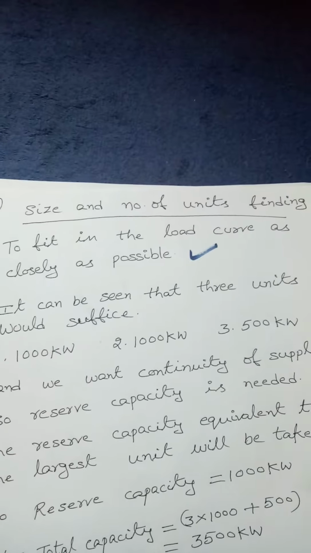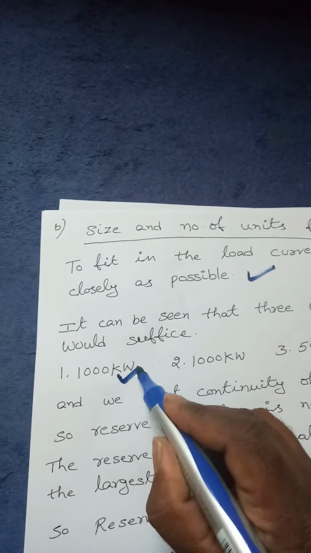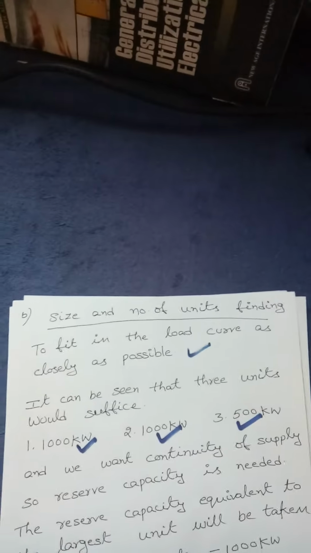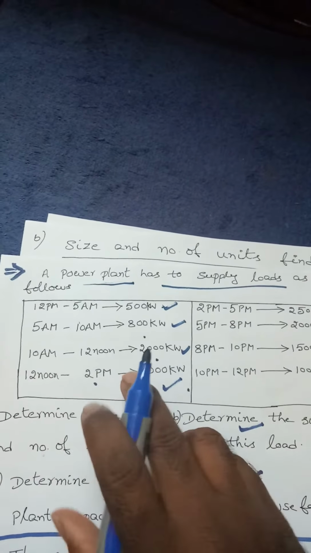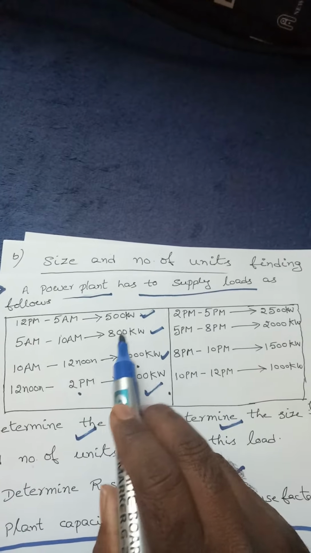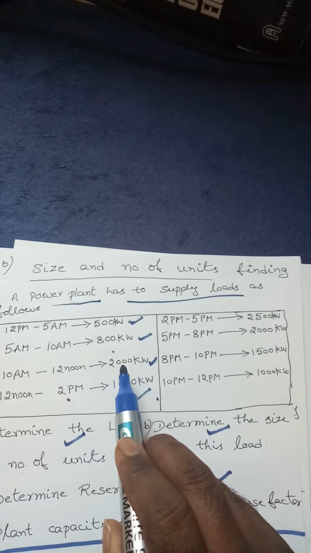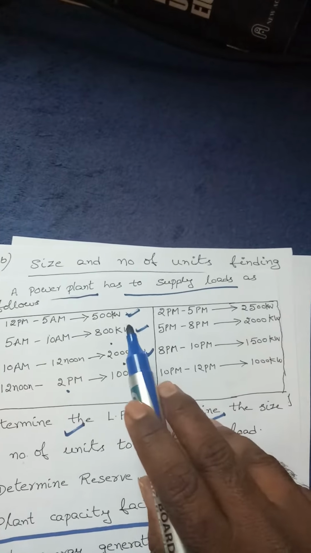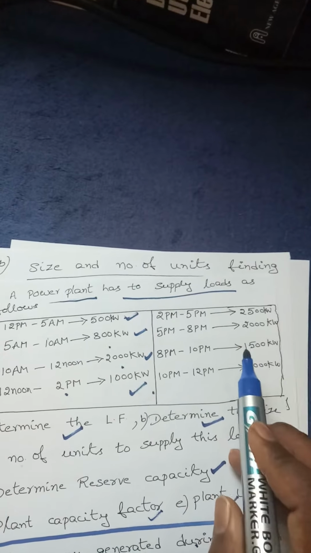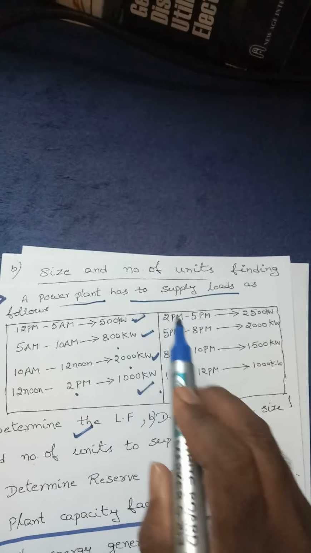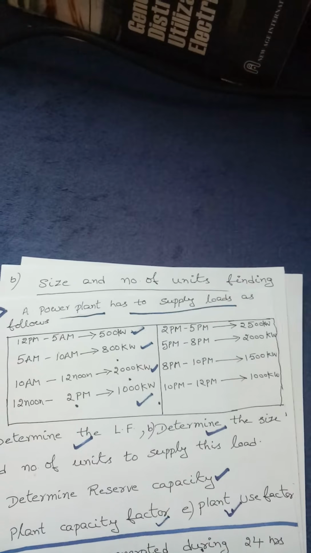So what are the generators you can take? One is 1000 and another is 1000 and another is 500. These are the generators we can select for this load. If you take 500, it is sufficient. 1000, it is sufficient. Here two 1000s, here 1000 and 500. So we can switch on and switch off according to this time, and we can maintain the load curve.